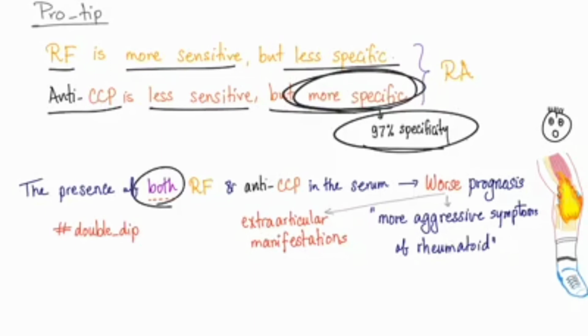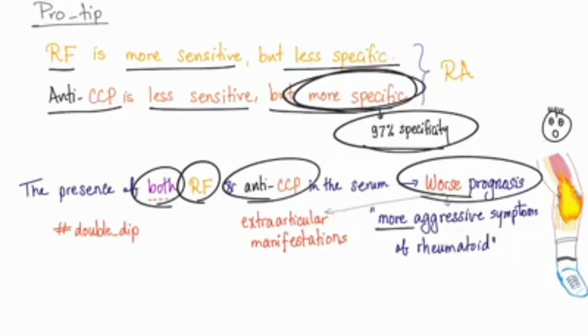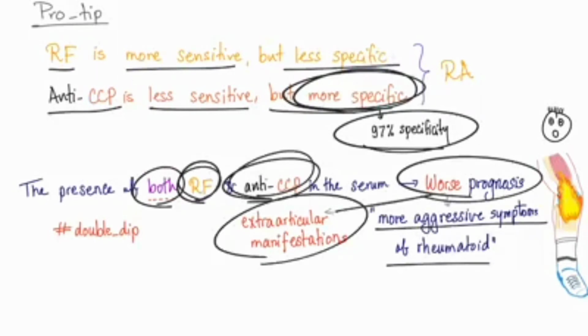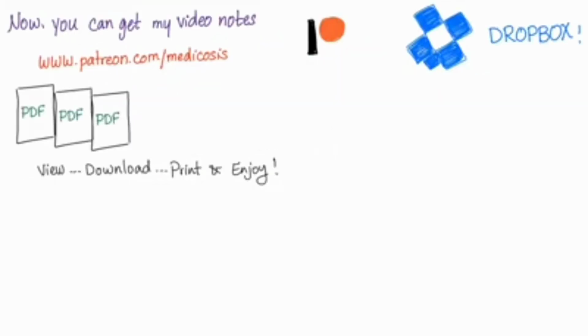The presence of both rheumatoid factor and anti-CCP in the serum carries worse prognosis. You will have more aggressive symptoms of rheumatoid arthritis, unfortunately. And if you have anti-CCP and rheumatoid factor, you're more likely to get extra-articular manifestations, which are symptoms outside the joint. Stuff like inflammatory fibrosis of your lung, inflammation of your sclera, mucosal inflammation, rheumatoid nodules, etc., etc., etc.